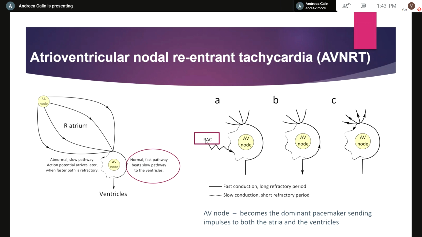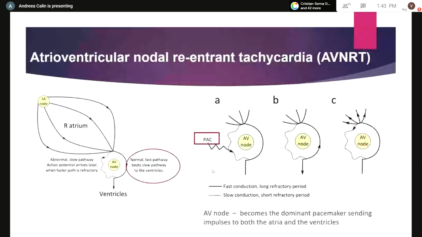So under some circumstances, the AV node that has this dual physiology may become the center of this arrhythmia when there is a re-entry phenomenon here in the AV junction, and the AV node sends impulses to both the atria and the ventricles at the same time.